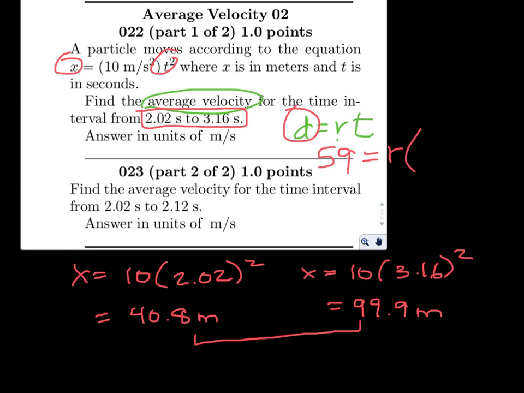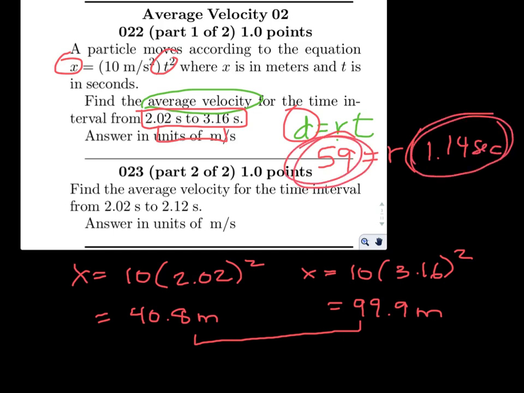Now, how long did it take him to do that? What are we going to do? Find the difference between our two times. And that comes out to 1.14 seconds. So it's our total distance, remember we did this before, divided by our total time. And so we're going to get that our rate is 59 divided by 1.14, 51.8 meters per second. He is flying. Okay? 51.8 meters per second. All right.